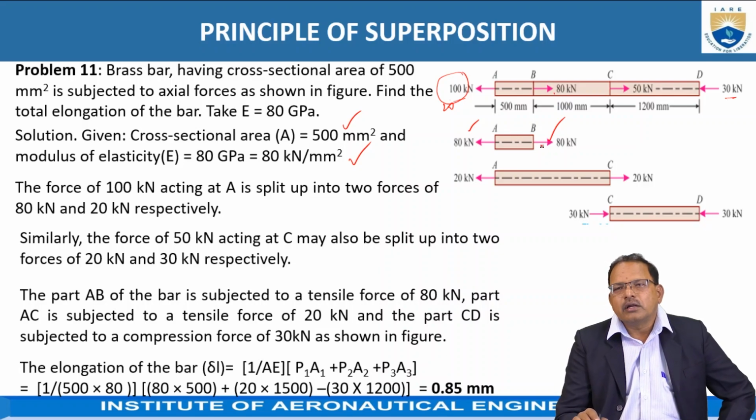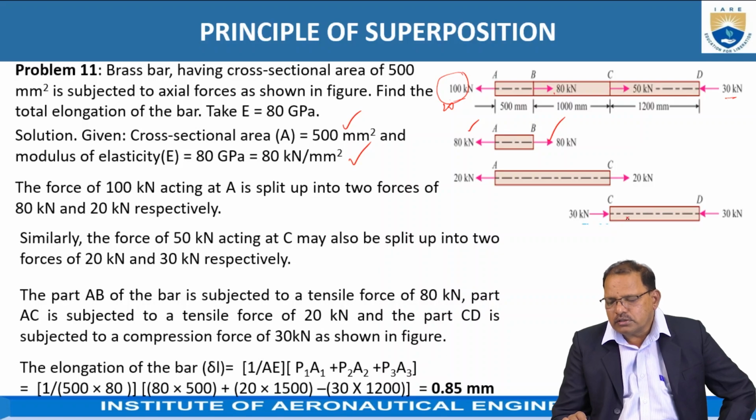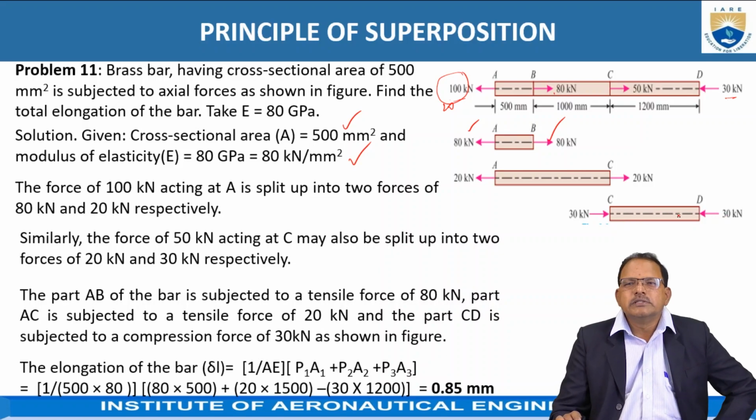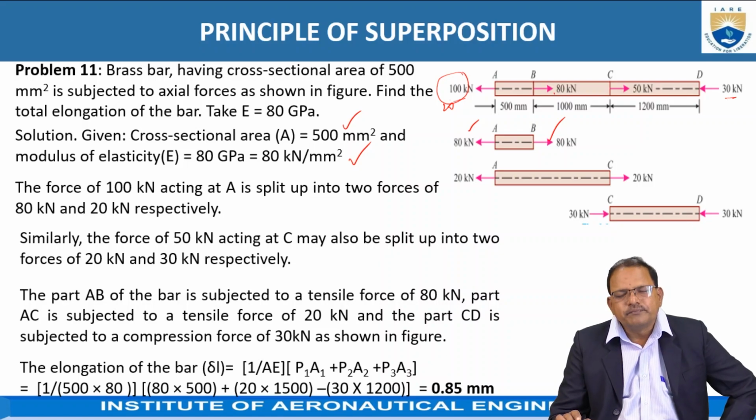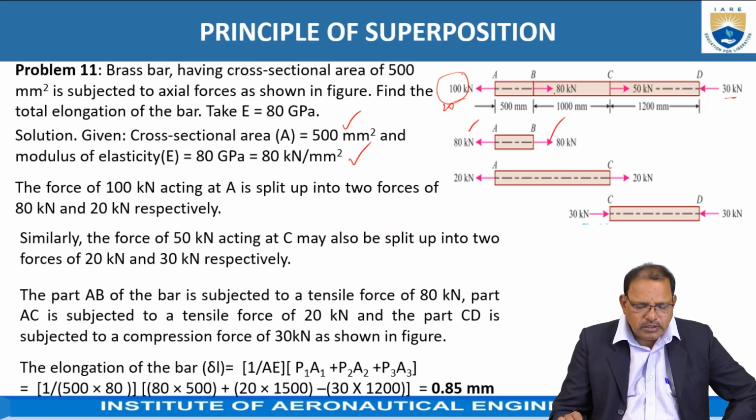These two are nothing but tensile in nature. The third, CD, is compressive in nature now. Compressive means the length of the bar shortens, hence it is treated as a negative value now.